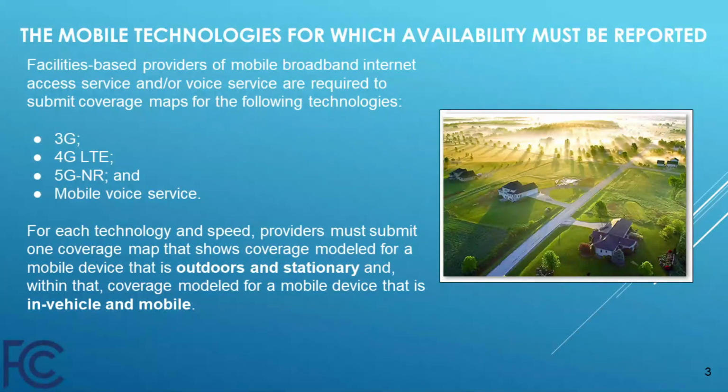Facilities-based providers of mobile broadband internet access service and/or voice service are required to submit data about where they make mobile service available, including coverage maps for 3G, 4G LTE, 5G NR, and voice technologies. For each technology and speed, providers must submit one coverage map that shows coverage modeled for a mobile device that is outdoor stationary, and within that, coverage modeled for a mobile device that is in-vehicle and mobile. You're not required to submit maps for a particular technology if you do not have a network and service using that technology under the prescribed parameters and do not provide service to end user customers using that technology.